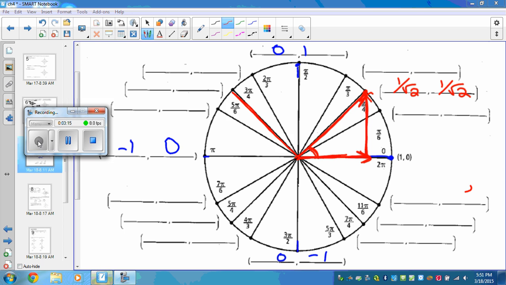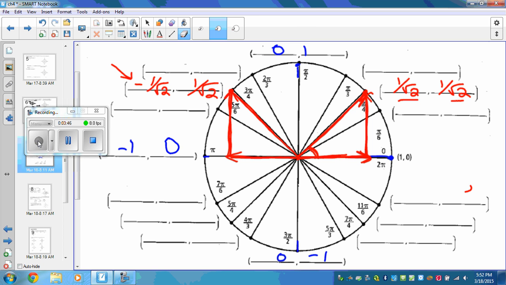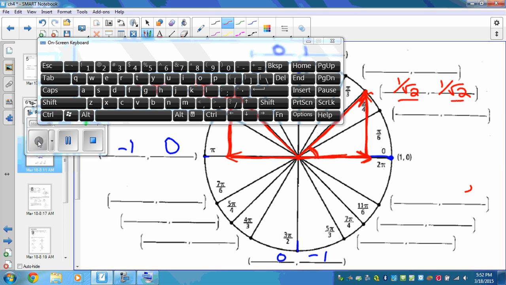So here is another multiple of pi over 4, 3 pi over 4. This is going to be exactly symmetrical, exactly the same points, except I have a negative x value and a positive y value. So I'm just going to copy from this first quadrant, only adding in the negative. 1 over root 2, 1 over root 2. Again, this negative sign is really important.